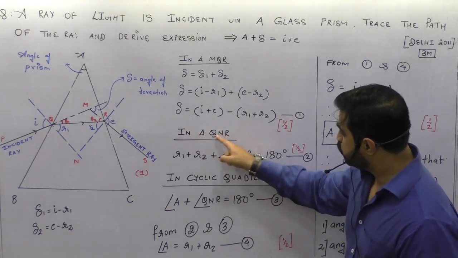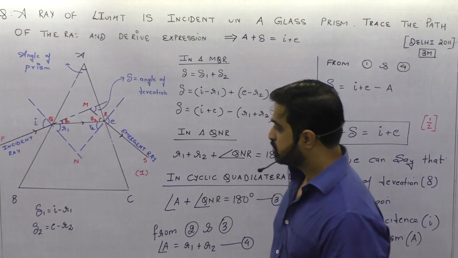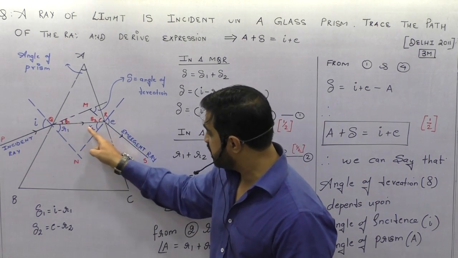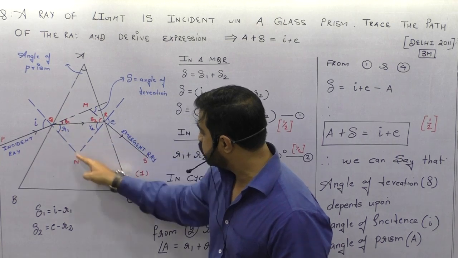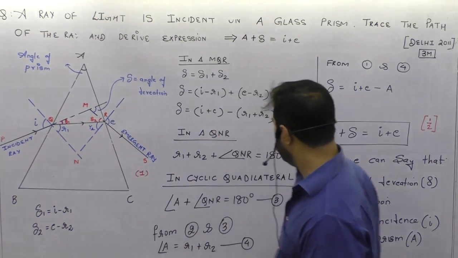In triangle QNR, QNR is the lower triangle, I can say angles in a triangle add up to 180. So R1 plus R2 plus angle QNR will become 180. This plus this is 180.